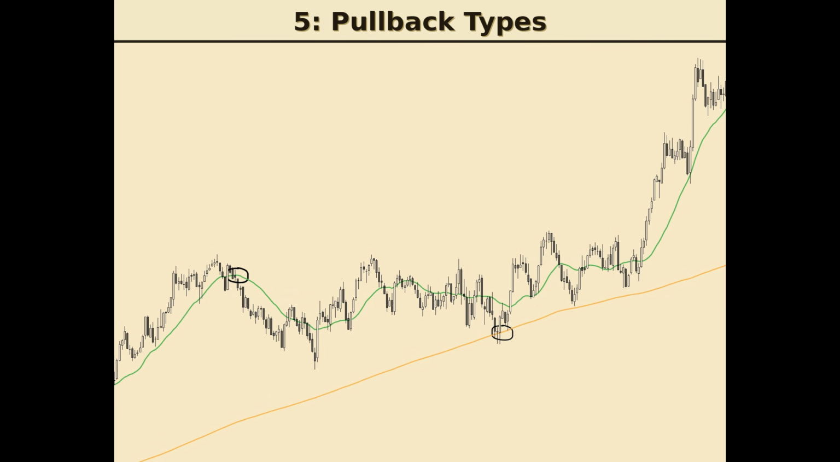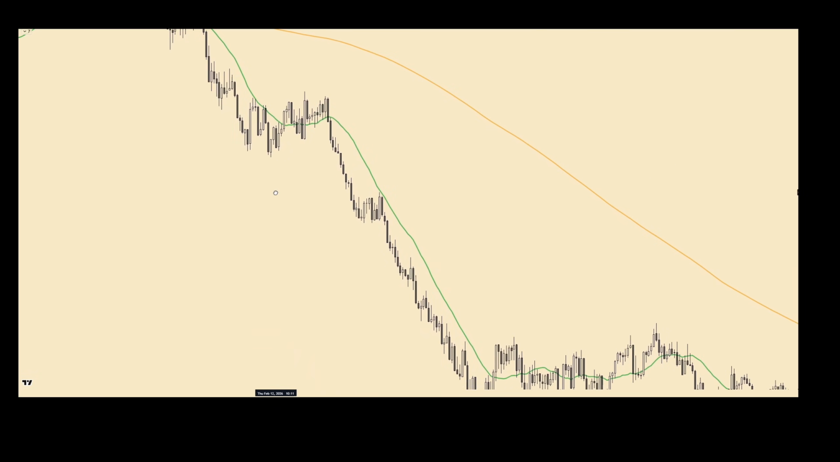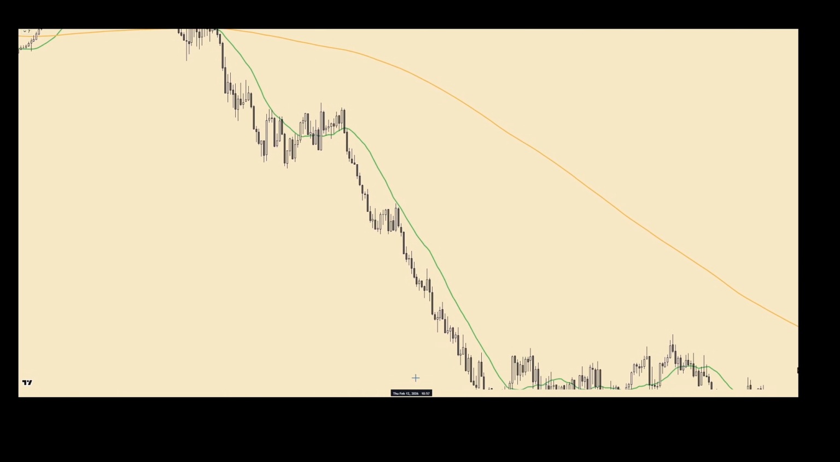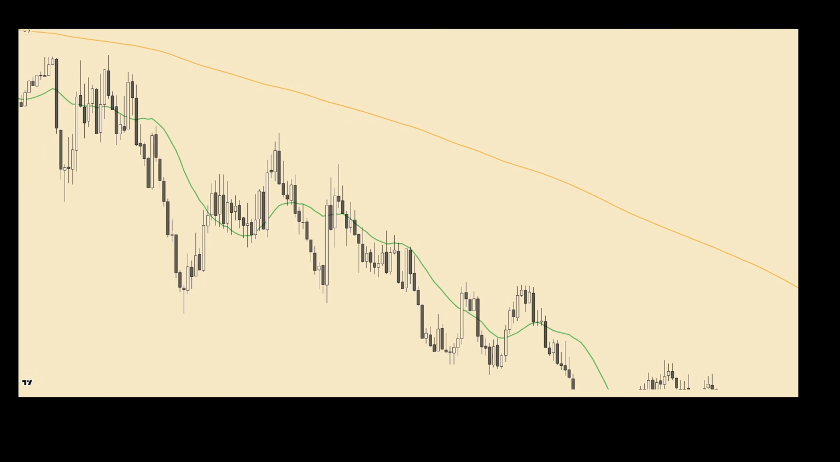Now that we have the alignment, we need to look at how price returns to these lines. When the trend is really strong, price tends to keep below this 20 simple moving average, and it either taps it and then drops lower, or just gets close to it and keeps dropping lower with some speed and momentum. But then we have the deeper pullback.